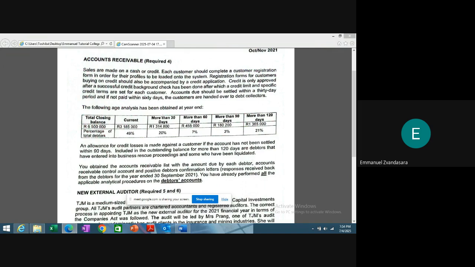Right. Now they are saying an allowance for credit losses is made against a customer if the account has not been settled within 90 days. Okay. Included in the outstanding balance for more than 120 days are debtors that have entered into business rescue proceedings, and some who have been liquidated. So when you are under business rescue proceedings, this is where your business is being taken over by certain practitioners who have skills of how to manage the business.